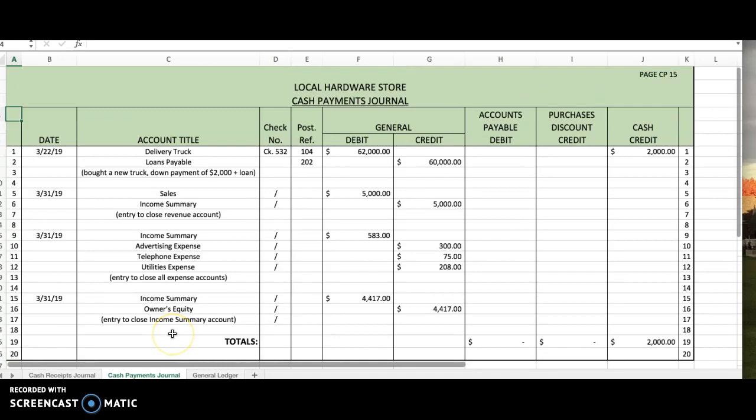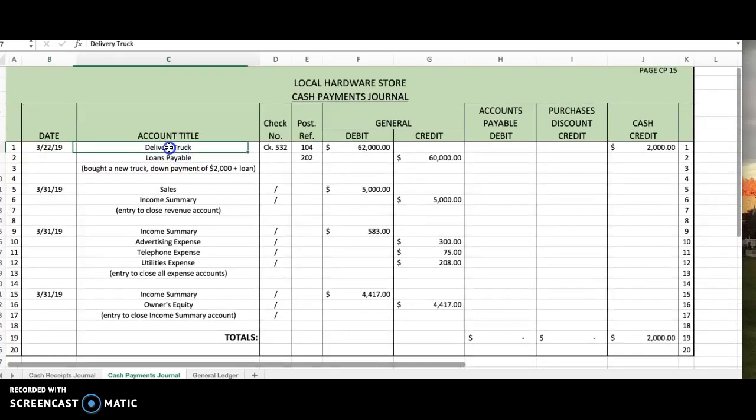Let's go now to the cash payments journal. And we're using today's date, and let's assume that the transaction for today is what's already journalized, and that is we bought a delivery truck. So that's on the account title in that column, and the debit would go to that account. So we are assuming the delivery truck is worth $62,000. But cash is used here. We wrote a check, that's the source document, but we didn't pay the whole thing. We only paid $2,000. So that's why cash is credited $2,000.